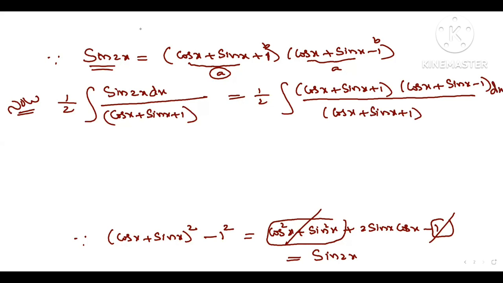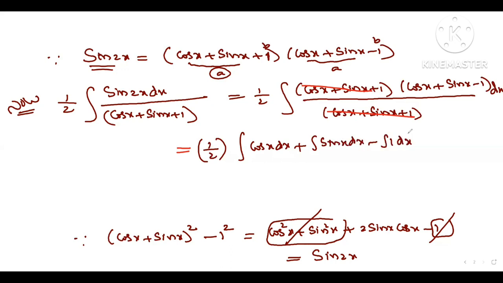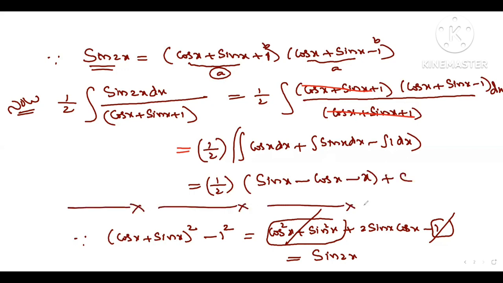Here, cos x plus sin x plus 1 in the numerator and denominator get cancelled. What do we get here? 1 by 2 times of the integral of cos x plus sin x minus 1 dx. Now applying integration to each function, integration of cos x is sin x, integration of sin x is minus cos x, and integration of minus 1 dx is minus x, plus c. This is the answer.